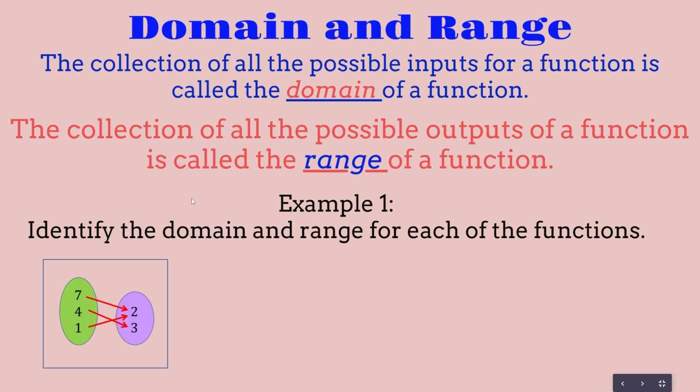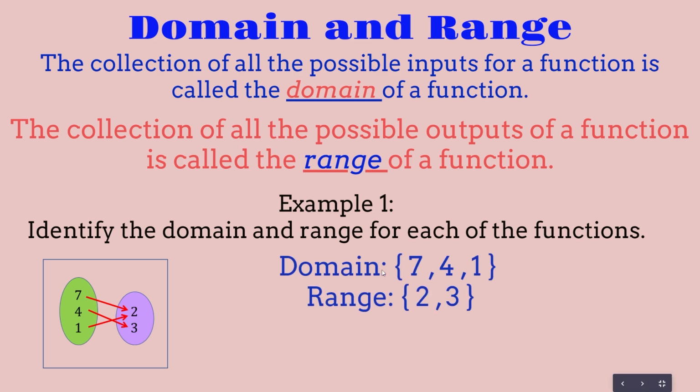So in this case, we have this mapping system here, and basically we need to find out which one is the domain and which one is the range. So as we said previously, the domain is all the inputs and the range is all the outputs. So in this case, the left side here would be the inputs, so the domain would be 7, 4, and 1, and then the output, which is the range, would be 2 and 3. So this is how it would look. The domain would be 7, 4, 1, and the range would be 2 and 3.